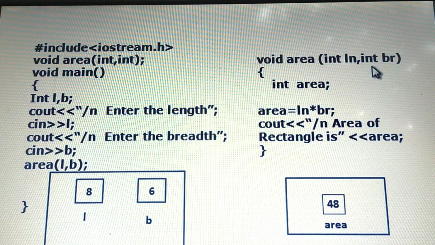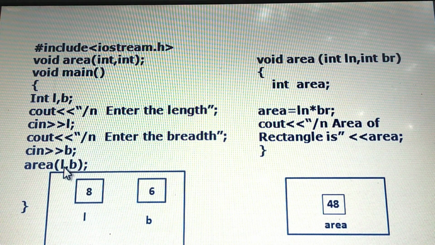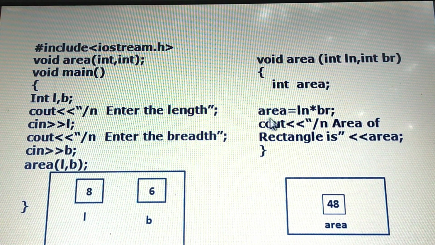Already we got the values from the main program through the function calling with arguments. Then find out the area, length into breadth. Then print the area. Only in the function definition are we printing the output: area of the rectangle is area. Memory is allocated for the function, and there we get the result. Area is 48. That will display on the screen.